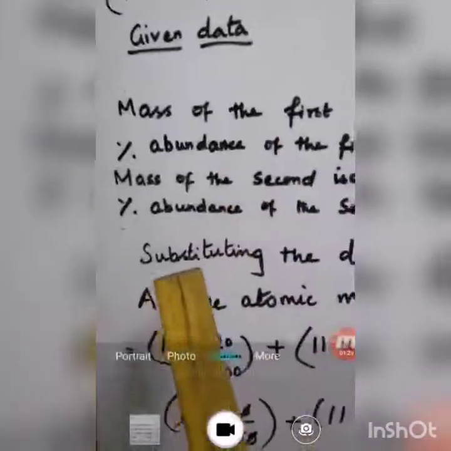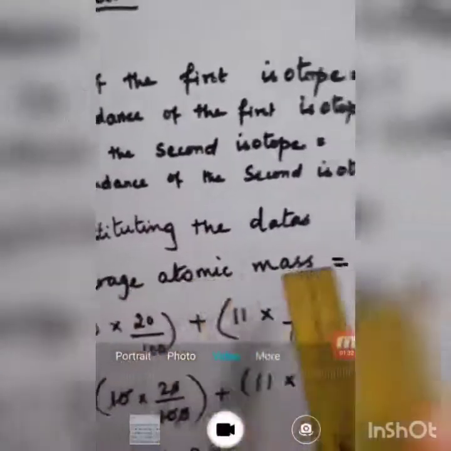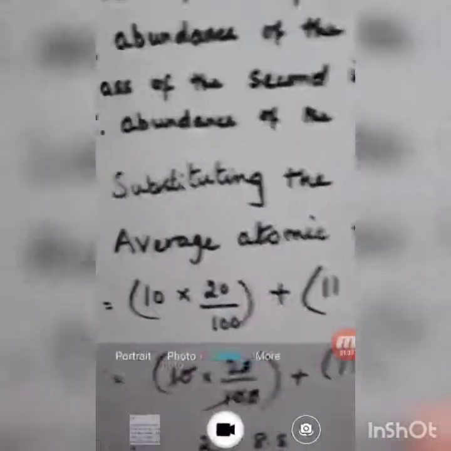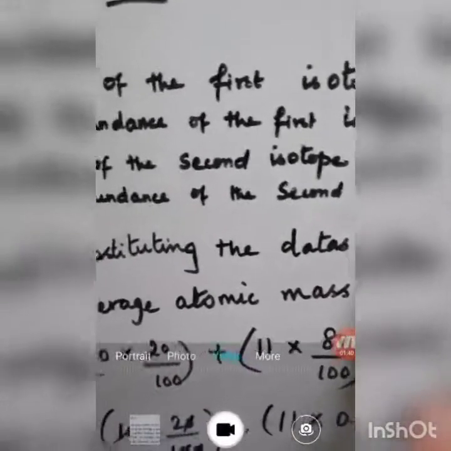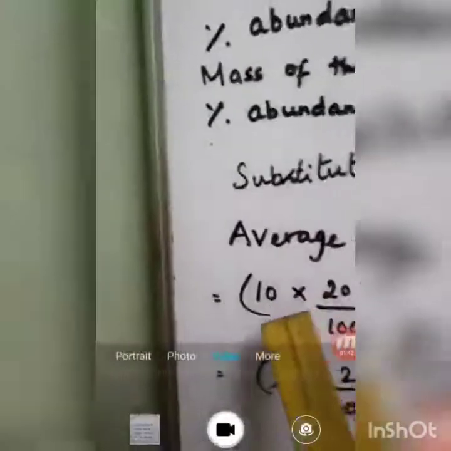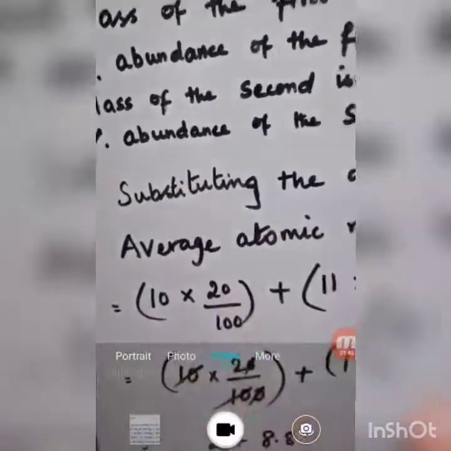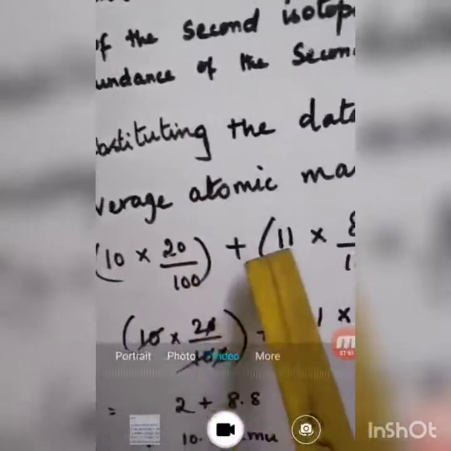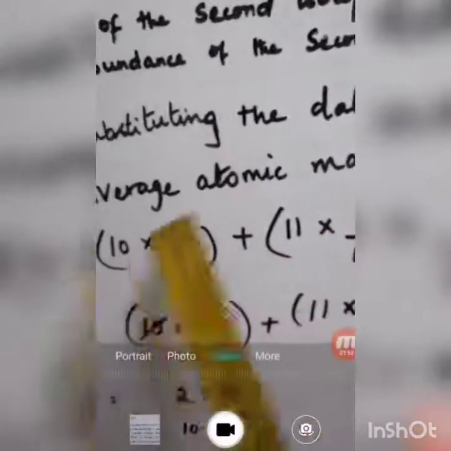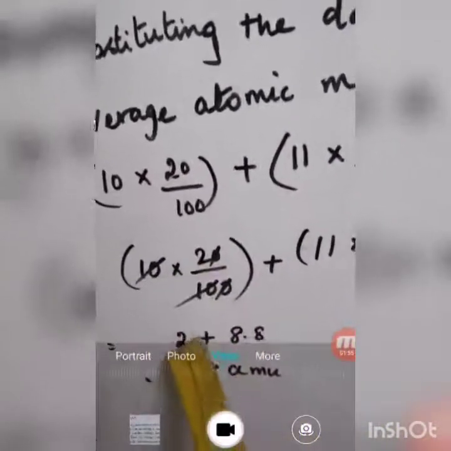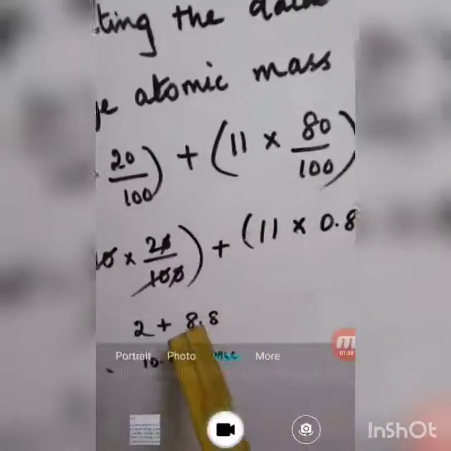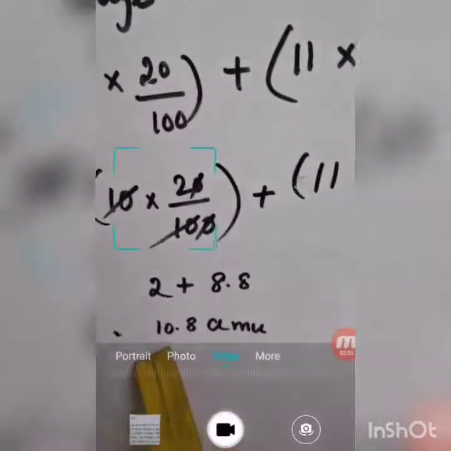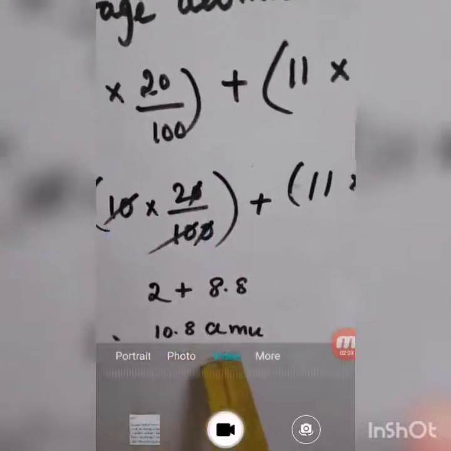Substituting all this data in the above formula, the average atomic mass is equal to... The mass of the first isotope is 10, so I have substituted 10 here. Since it is a percentage, I have divided by 100. So 10 into 20 by 100 plus 11 into 80 by 100. When you cancel this, we will be getting 2 here and we would be getting 8.8 here. So the final answer is 10.8 atomic mass unit.